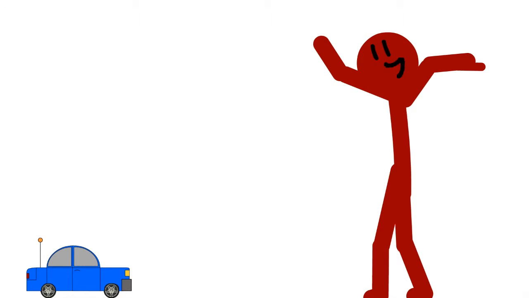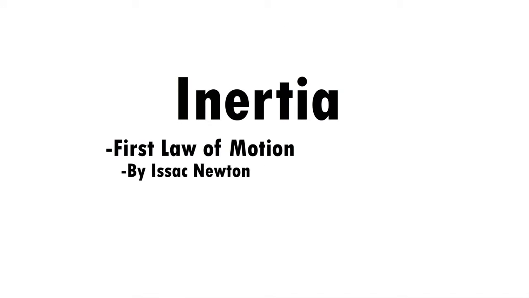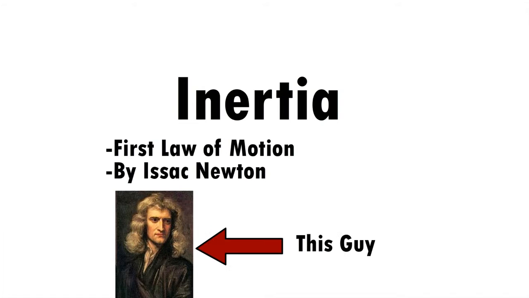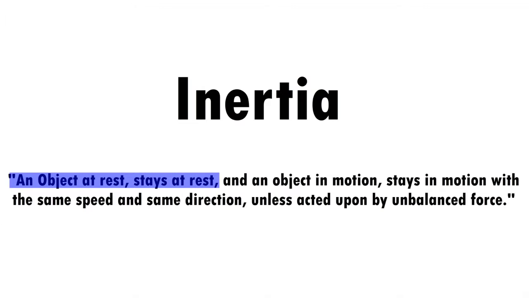What you just saw there is an example of inertia. But what is inertia? Well, inertia is the first law of motion by Isaac Newton, who's one of the most influential scientists in the scientific revolution. Inertia states an object at rest stays at rest, and an object in motion stays in motion with the same speed and in the same direction unless acted upon by unbalanced force.